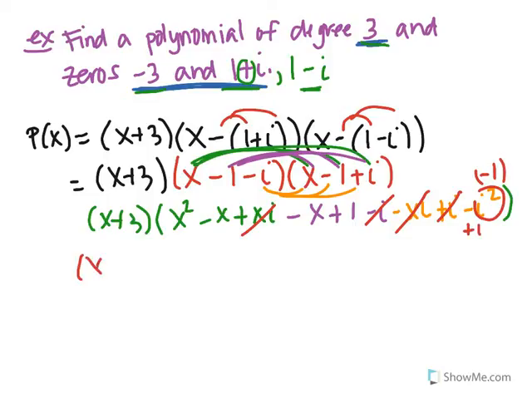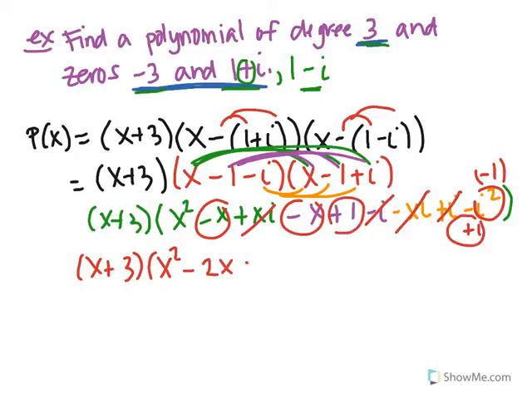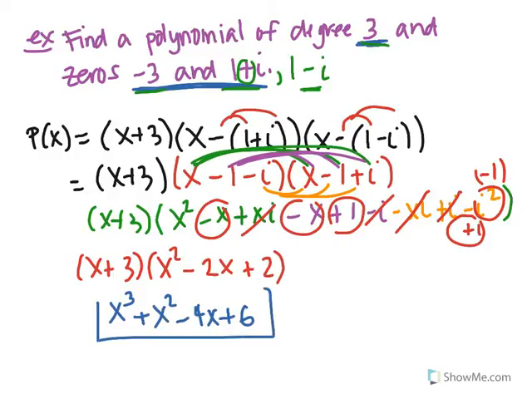So now I'm going to have the x plus 3 times the x squared, and then it looks like I have 2 x's, so minus a 2x, and then it looks like I have this +1 and this +1 for a +2. So to continue even further, you'd go ahead and FOIL that out. And after you FOIL it out, I believe your final answer will be this after you combine like terms and such.